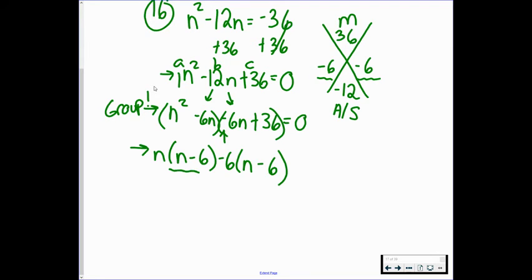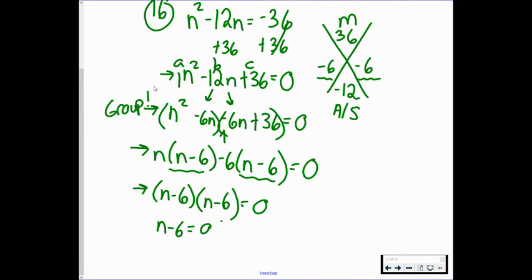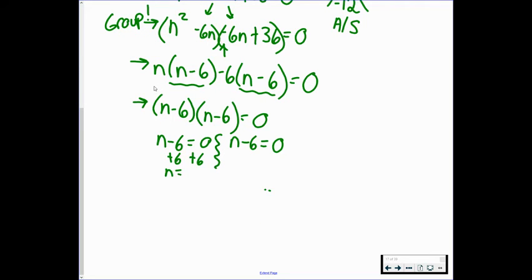Now, they have the n minus 6 in common, so we can factor that out next. And group the n minus 6 together. And this is still equal to 0. Don't forget, you need an equal to 0 there. I dropped it, but don't forget, it's important. Because now that we factored, we can solve. Set each factor equal to 0 and solve. Add 6. So n equals 6 is one solution, and n equals 6 is the other solution.